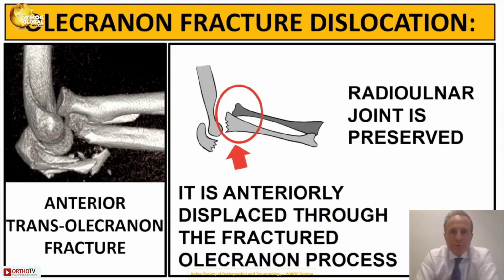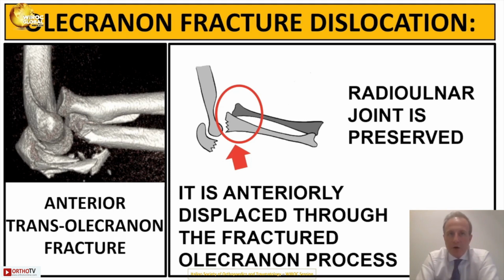The olecranon fracture dislocation. In this group are included the anterior transolecranon fracture dislocation, in which, as a result of direct trauma on the proximal ulna with the flexed elbow, the trochlea of the distal humerus appears to have fractured through the olecranon process, and the forearm is displaced anteriorly. The radial head is displaced anteriorly relative to the capitellum, and the radio-ulnar relationship is preserved.